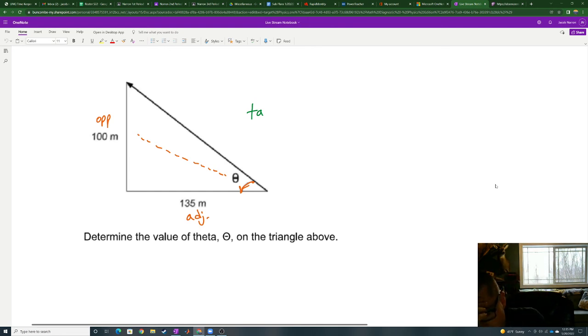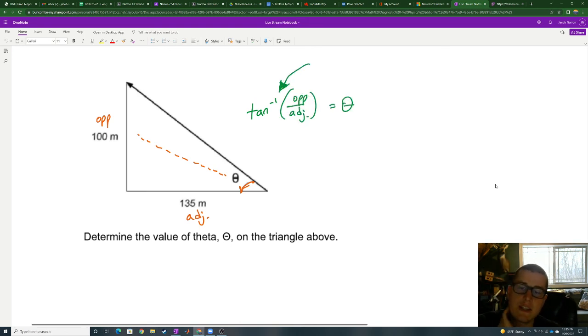This negative symbol right here that I'm drawing an arrow to is very important. There is a difference between simple tangent and inverse tangent. So make sure you click inverse tangent. Okay, so now I can just plug in the values. So I'm doing inverse tan of opposite, which was 100 meters, over adjacent, which was 135 meters. And this is going to give me theta.